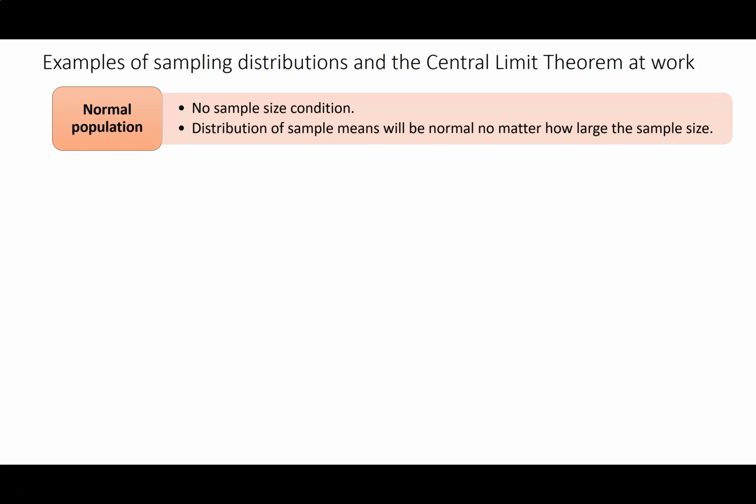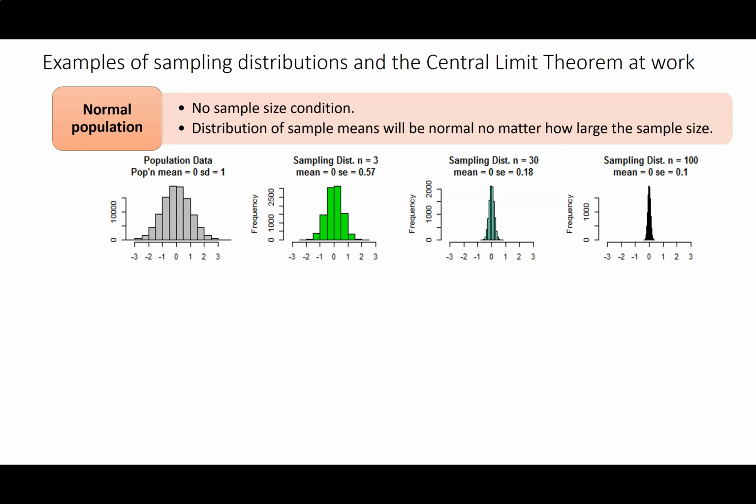So, some examples of sampling distributions and the central limit theorem at work. If I start with a normal population and I want to take samples from it, there's no sample size condition. Any sample size will work, and my sampling distribution will be normal. Here we were just being convenient. This is actually a standard normal, so it has a population mean of 0 and a standard deviation of 1. If I take a sample size of 3, my sampling distribution is pretty normal. If I take 30, pretty normal. 100, pretty normal. And you can see that the bigger my sample size gets, the narrower the distribution gets.